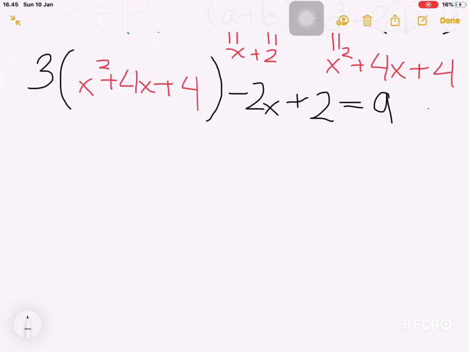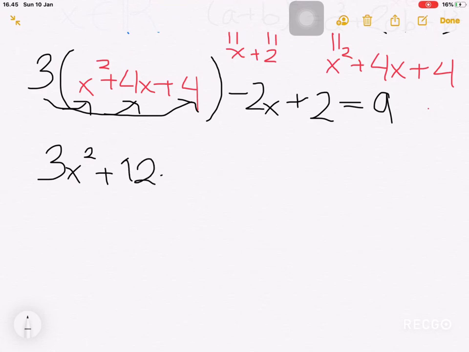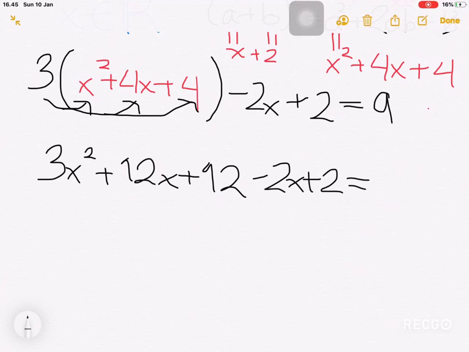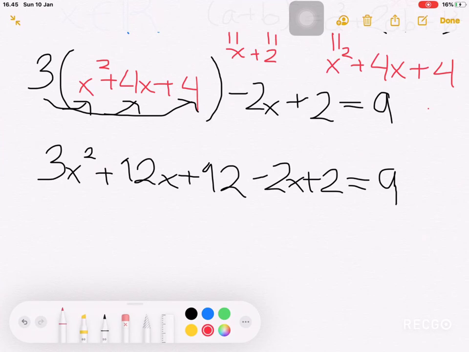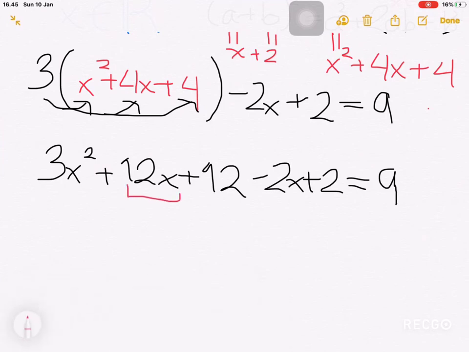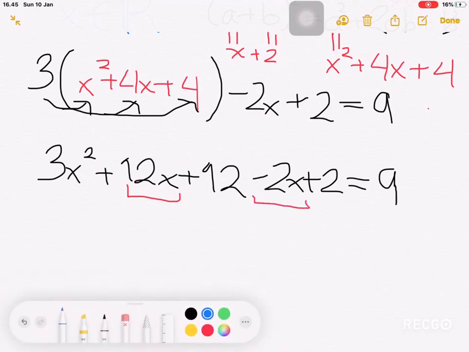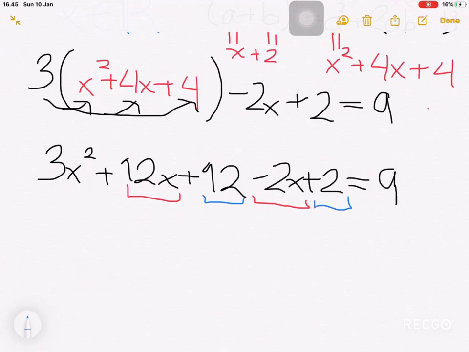Okay, next we're going to expand this 3 into these things right here. So I have 3 times x squared, which is 3x squared, plus 3 times 4x, which is just 12x, plus 3 times 4, which is just 12, right there. Then we can rewrite all the things right here, and this is all equal to 9. Okay, so we can simplify this. Notice we can add this 12x right here with the negative 2x right here, and also the positive 12 and the positive 2 right here.